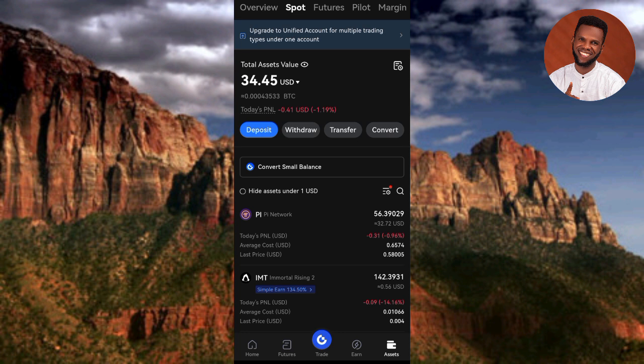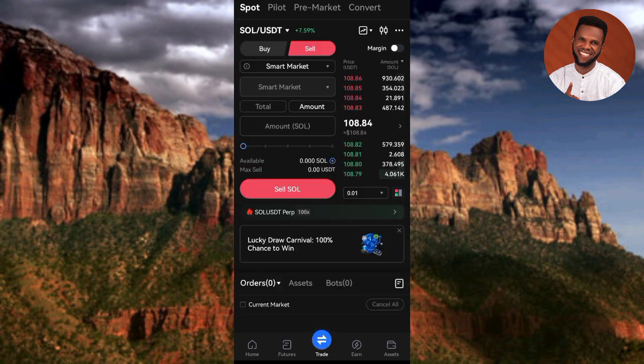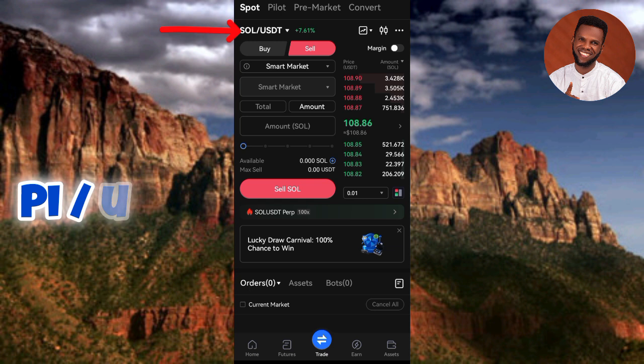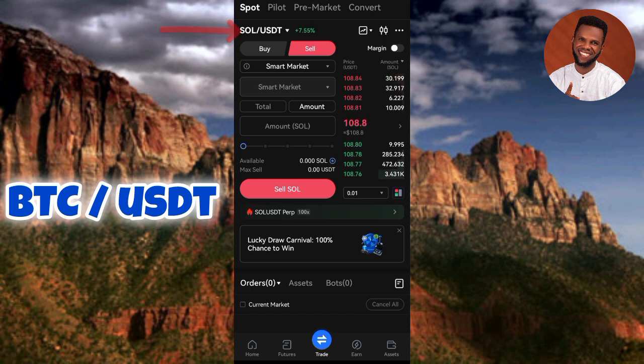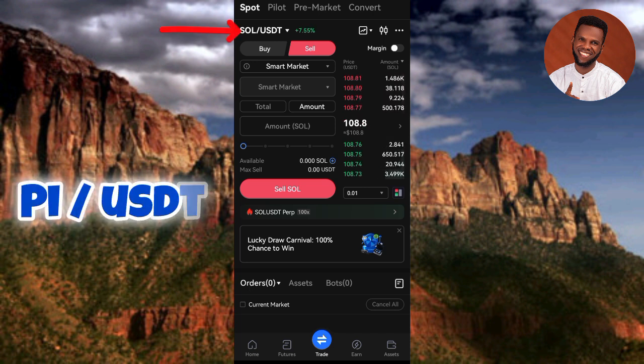For you to do that, you have to tap on where you can see trade. You can see where it is written trade. You have to tap on it. So let me tap on trade. So guys, now this is the point where you can convert your Pi token or your Pi coin to USDT. You can see where it's written SOL/USDT. You have to change that to Pi/USDT. In case you want to sell any other crypto, let's say for instance BTC, you have to select BTC/USDT. That's how it works. But for this tutorial, I'm going to show you guys an example using the Pi coin.